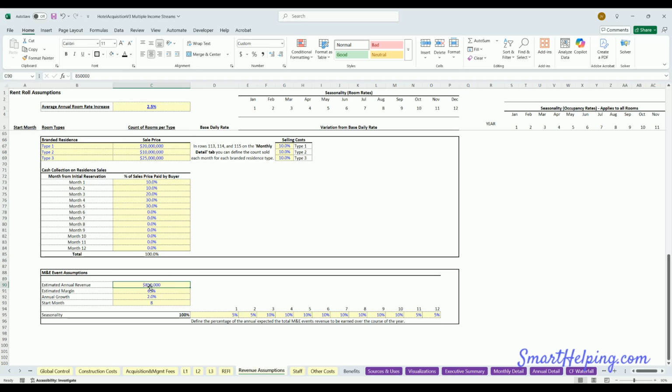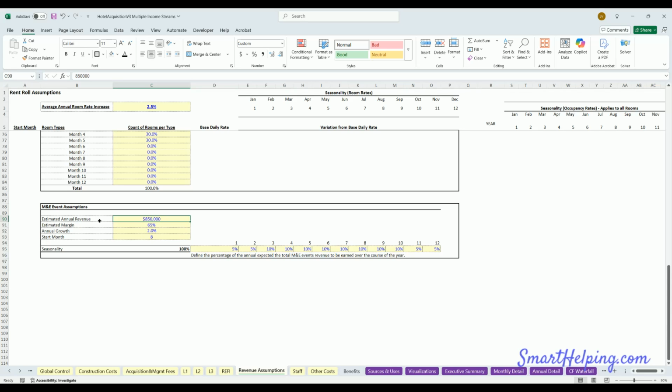We also have meals and entertainment. And here you have an annual revenue amount, so whatever that is. In here I just put 850,000, which is expected to be collected over the course of a year. Annual growth of it, which is separate from this one. And then estimated margin here, 65, which means that your net profit from M&E events, assuming you have some extra costs that go into that, you're making 65% of the 850 as profit. And then the start month of those event assumptions or revenues also.